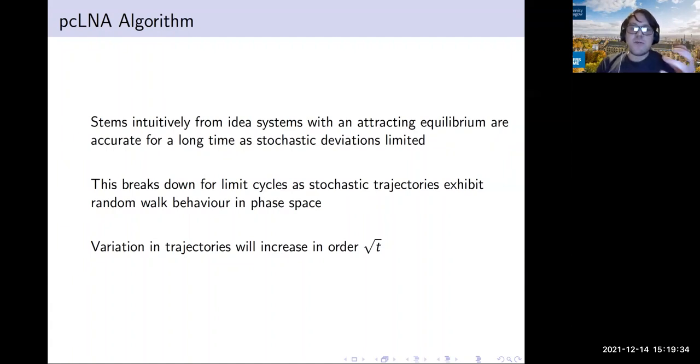Whereas the idea for systems that move away from this limit cycle is that the stochastic trajectories exhibit random walk behavior in the phase space. So these variations in trajectories will increase in order square root of t.